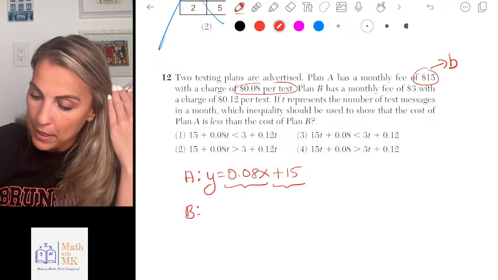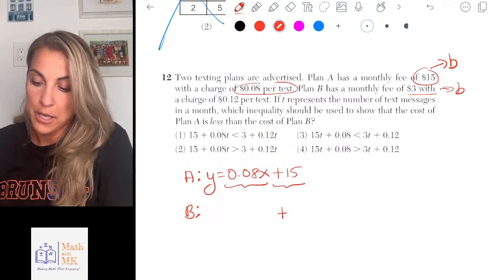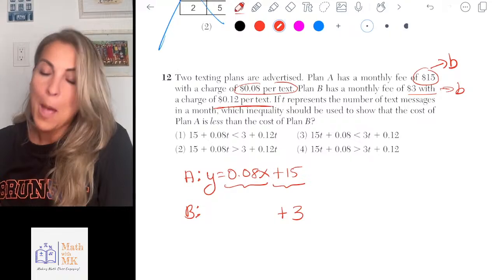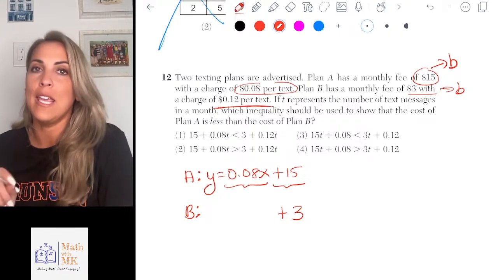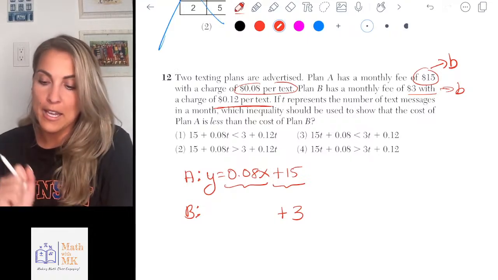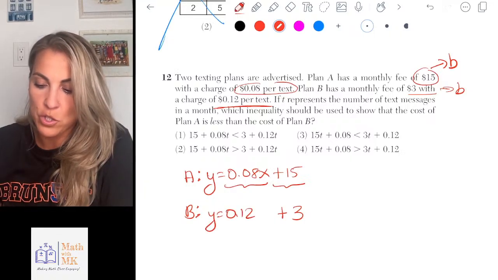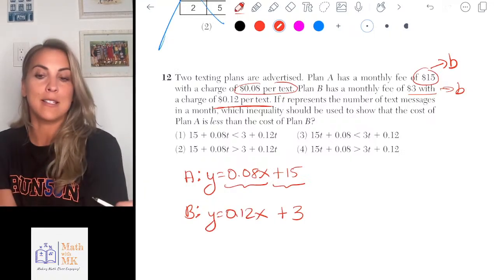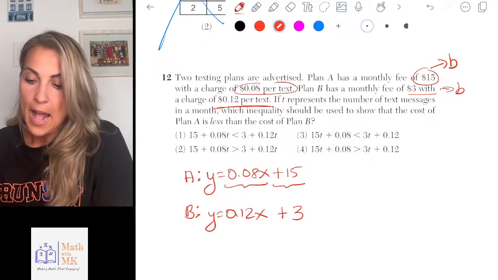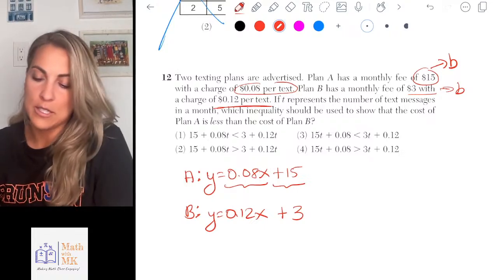Now let's look at plan B. Plan B says there's a monthly fee of $3. So the b for plan B is going to be plus 3, with a charge of 12 cents per text. So again, that keyword per, each, every, that means multiplication. That means rate of change because I'm multiplying each text by 12 cents. So this one's going to be y equals 0.12 multiplied by the number of texts that I send. All right. So now I have the appropriate equations for each plan. And they want to know if T represents the number of text messages in a month. So we'll replace our x's with t's.